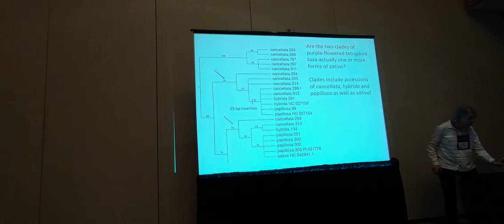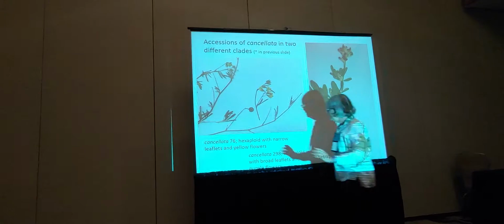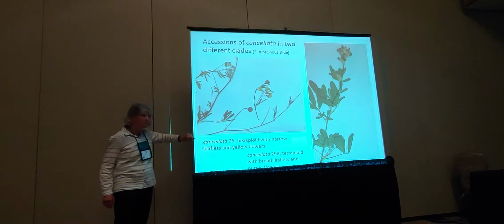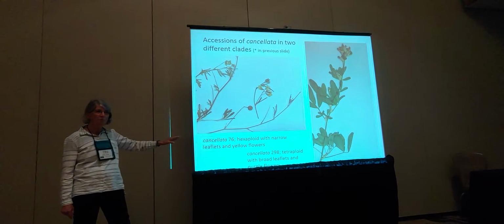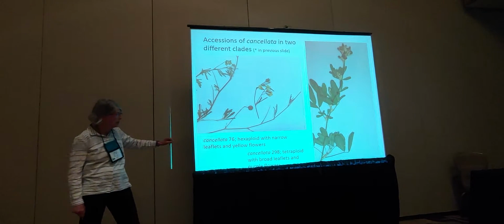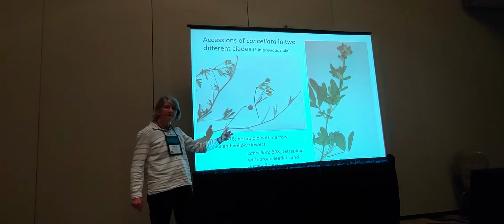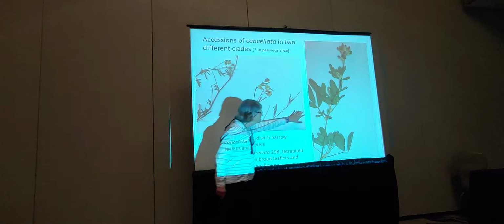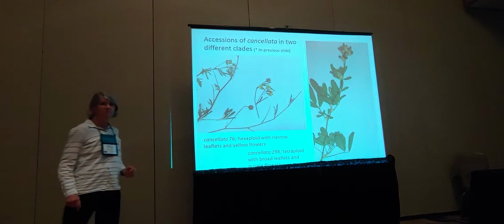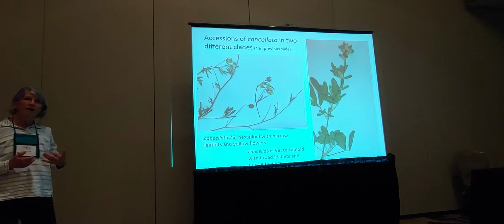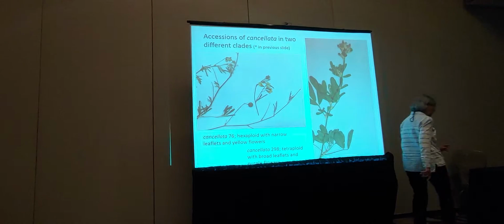Okay. Next slide. I'm worried about time. Okay, so here's Cancellata 76. It's a known hexaploid. We have a chromosome number for that. It has a genome size consistent with being a hexaploid. This is Cancellata 298. Those are our DNA numbers, by the way. It's confirmed as a tetraploid. It has broad leaflets and purple flowers. So this is an example of misidentification of a closer relative.